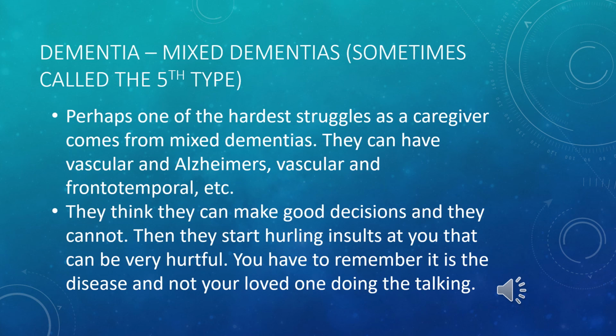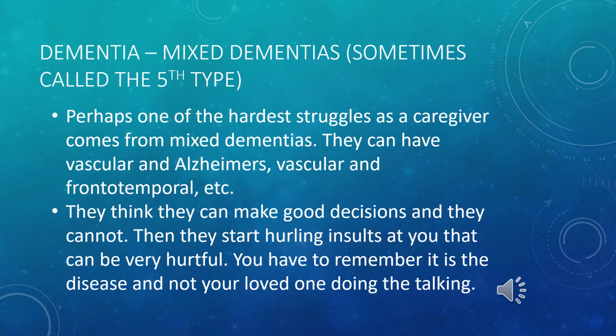The main thing that you need to know about mixed dementias is it makes the person very difficult to deal with emotionally because it's one of the hardest struggles a caregiver has, because they can be dealing with vascular dementia and Alzheimer's, or vascular dementia and frontotemporal, or vascular dementia and Lewy body, or it can be a mixture of any of the types.